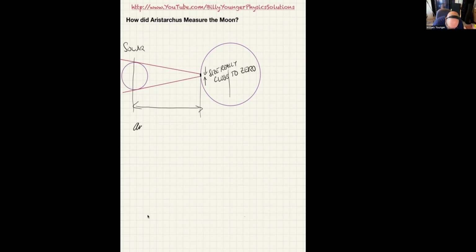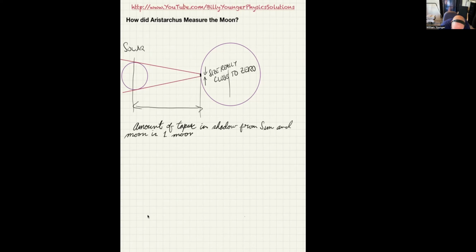So the amount of taper in shadow from sun and moon is 1 moon diameter.